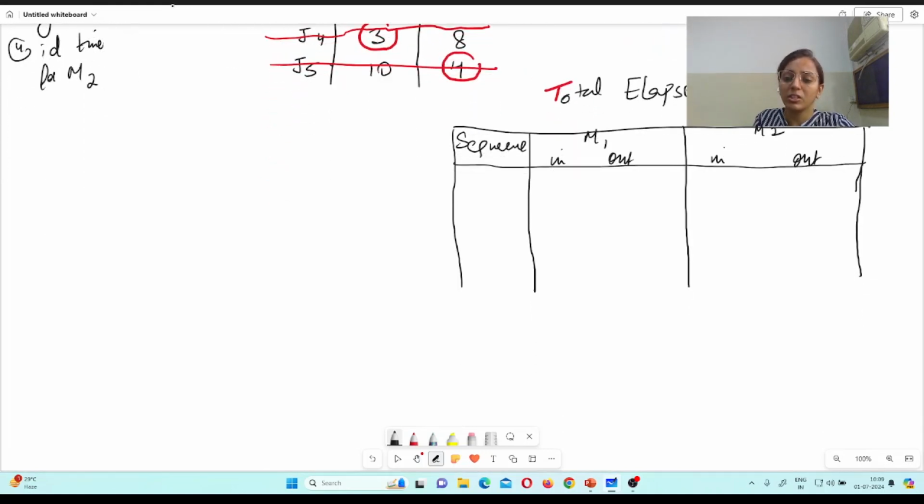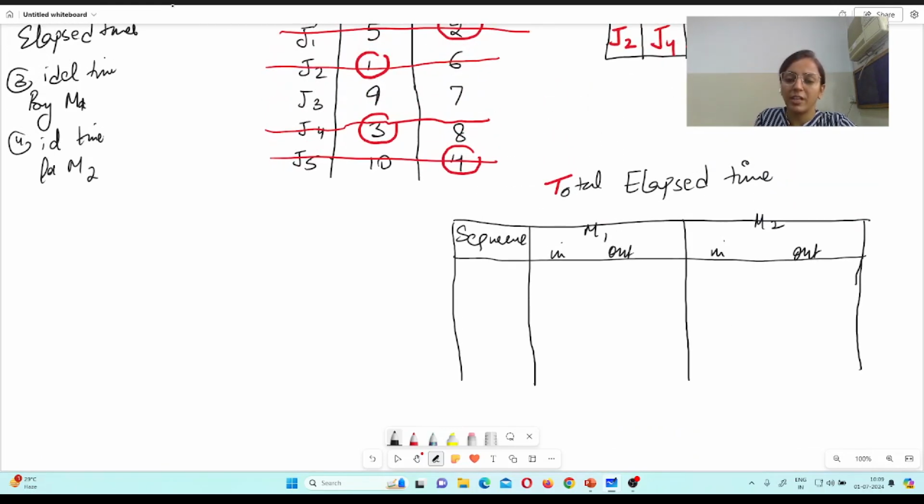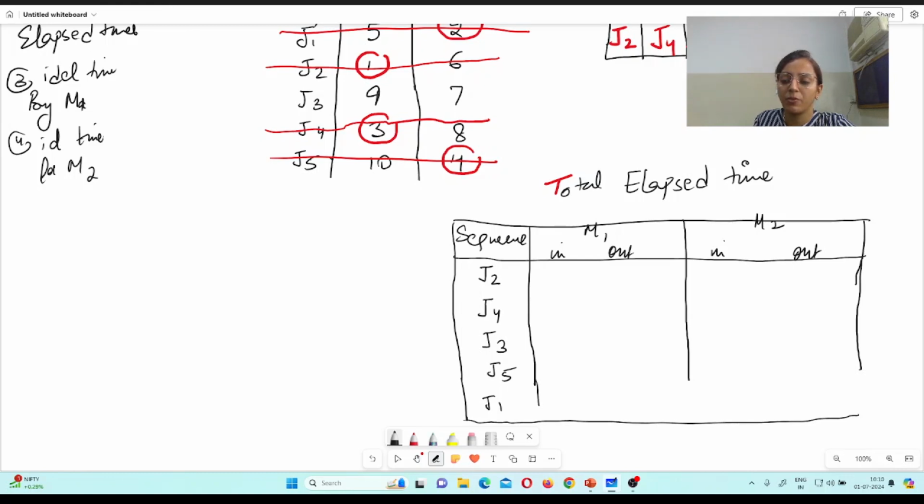So this is all what we have done over here, and just prepare the total sequence. What is the sequence which we have just found out right now? J2. So write it over here as J2, that is your first in the sequence, then J4, your second one, then J3, J5, and last is J1. So this is how we present one table so that we can find out the total elapsed time as well as the total idle time for both the machines M1 and M2.